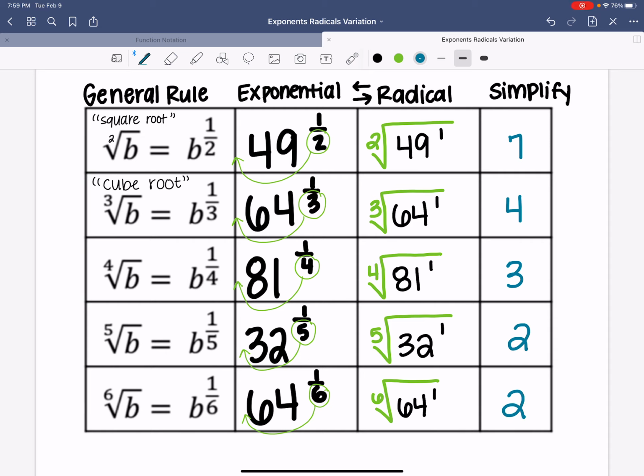Now, of course, you can type this into Desmos. You can use the root symbol in Desmos and just type in 6 as your root, and it will give you that. Or you can even type this into Desmos, just like that, and it will give you 2.